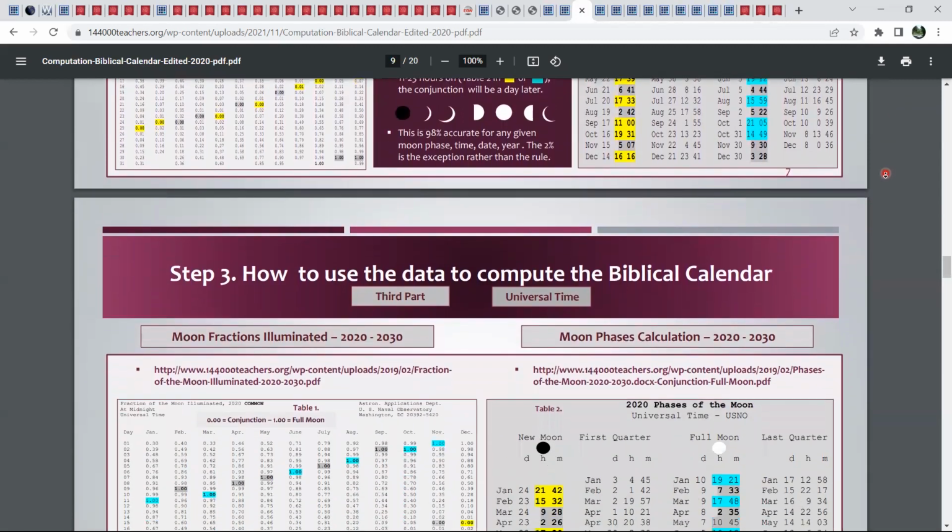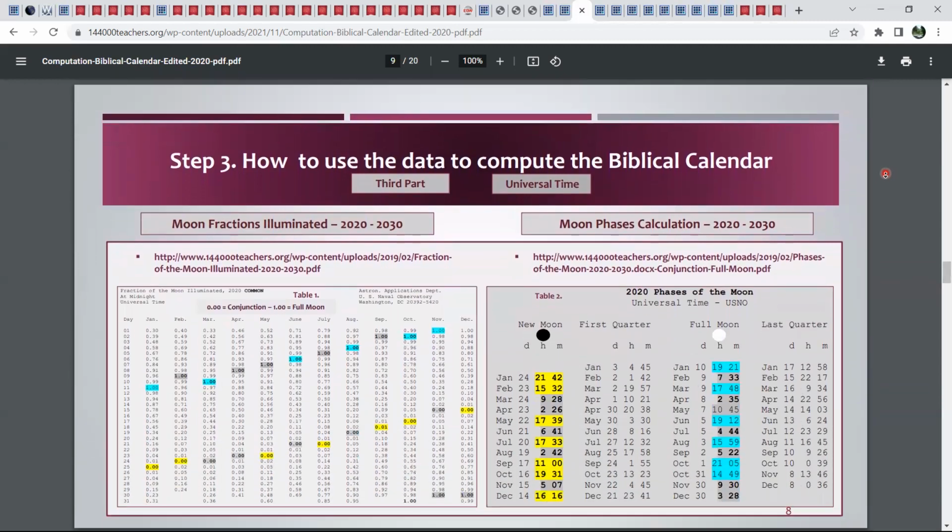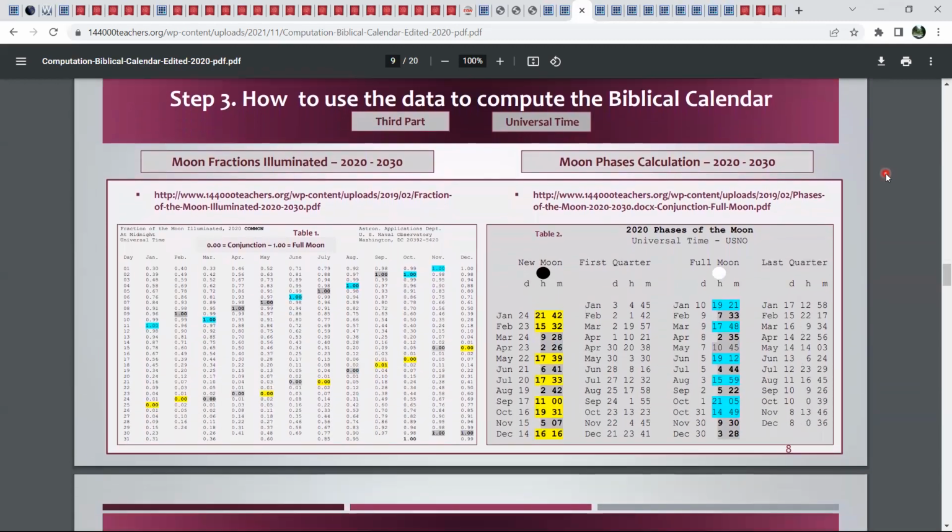It sounds very complicated, but it is not. It is complex, but not complicated. And one of the rules of correspondence that we present is the fact that we have discovered that the moon phases calculation does not always correspond to the moon fraction illuminated for the new moon or black moon or conjunction or what is called astronomical new moon.